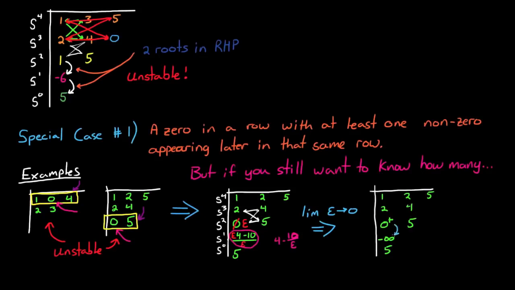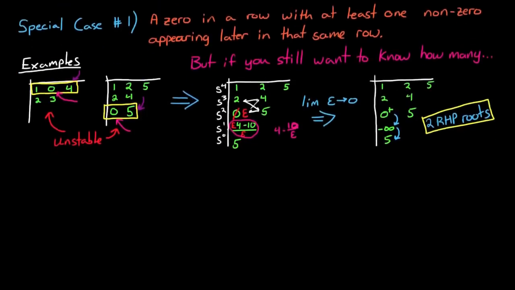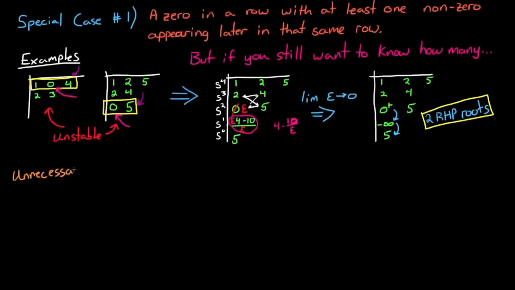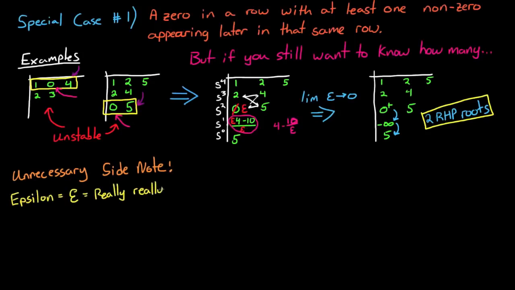And now in this system you can see that we still have 2 unstable roots, or 2 roots in the right half plane. Now if you don't mind, let me just quickly go into an unnecessary side note on why we use the Greek letter epsilon. In several branches of mathematics and computing, epsilon is used to represent an arbitrarily small number. So if you think of the smallest number you can, epsilon is even smaller.